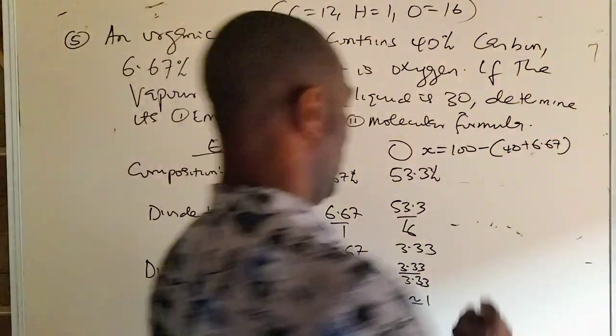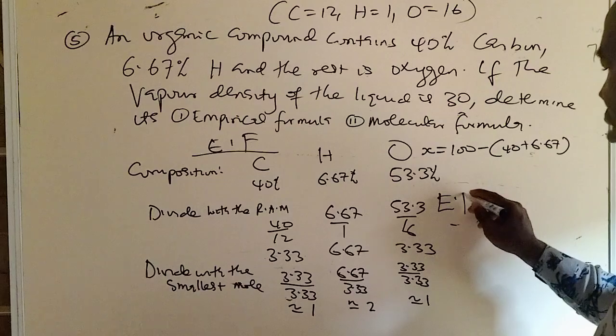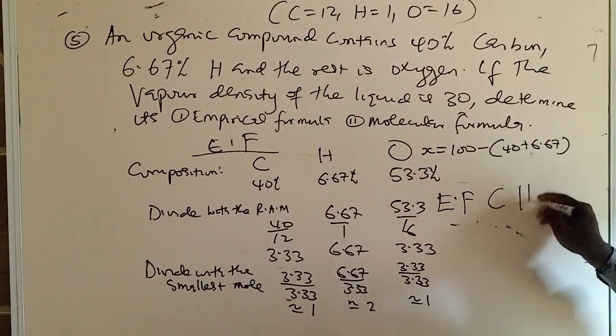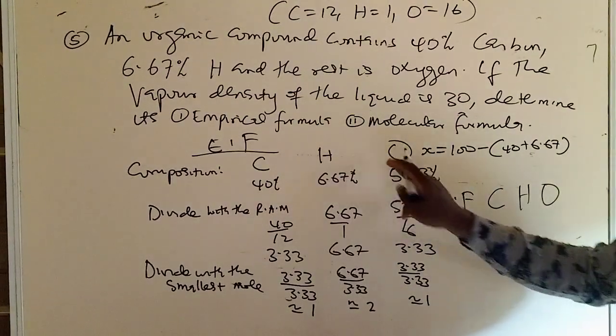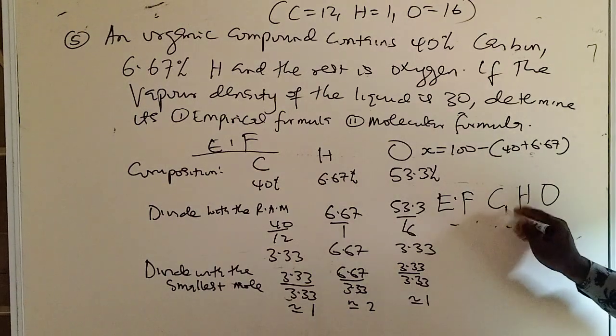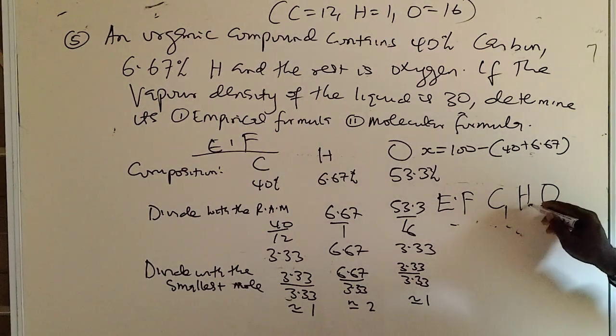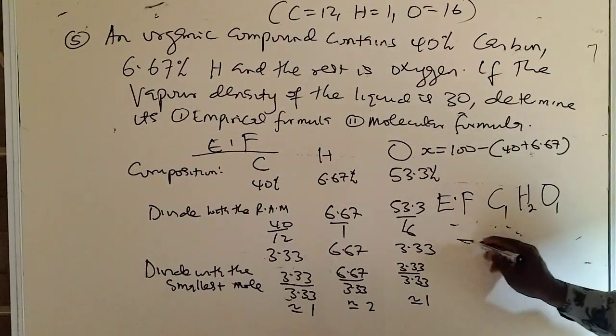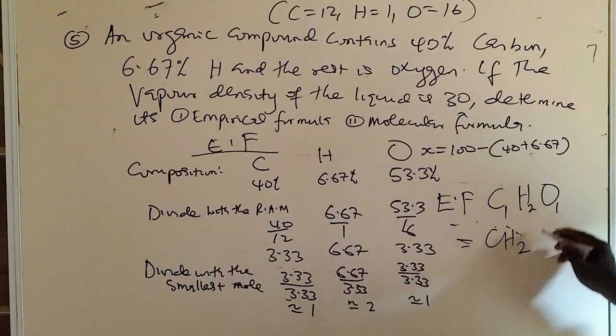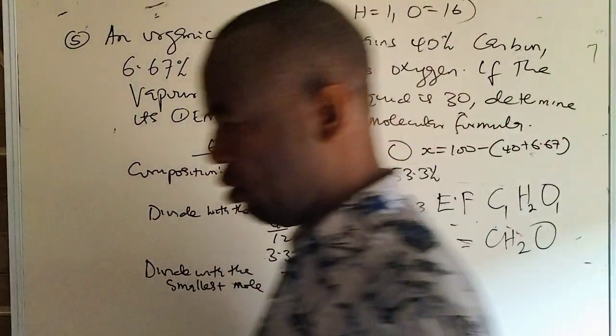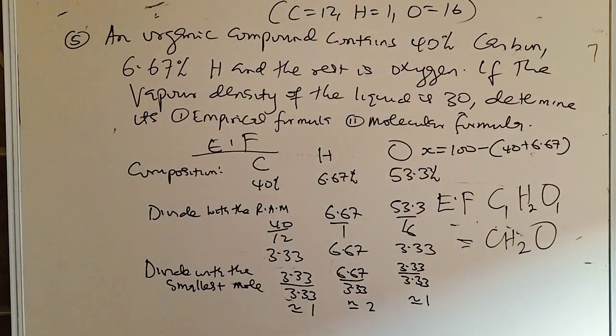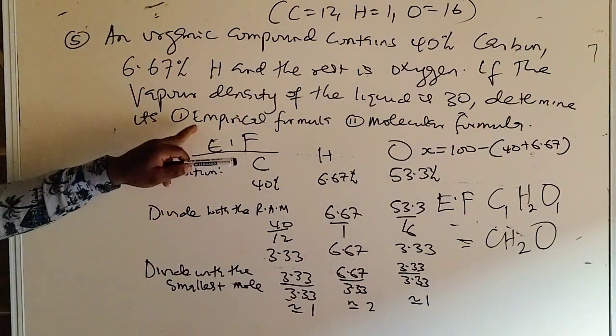So the empirical formula now, what do you do? You assemble the elements, carbon, hydrogen, and oxygen, the 3 elements here. Ratio of carbon is 1, hydrogen 2, oxygen 1. That will give you CH2O as your empirical formula. So this is how you calculate the empirical formula of a compound when you're given the percentage composition of the elements in a compound. So we have done justice to number 1.